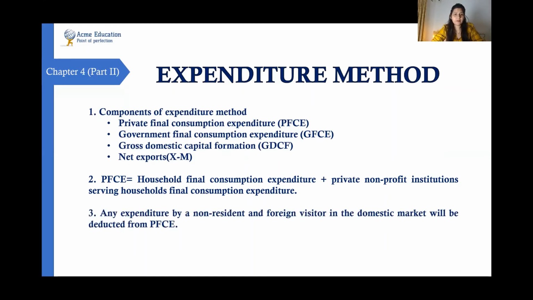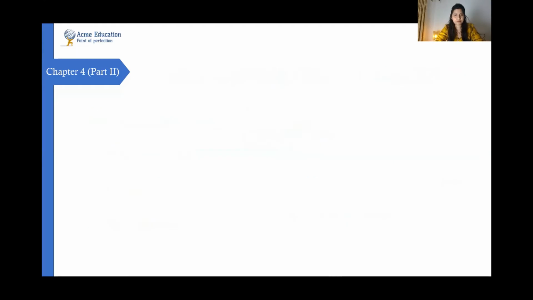Any expenditure by a non-resident and a foreign visitor in the domestic market will be deducted from the private final consumption expenditure. So let's say if there is a foreigner who is visiting our country and doing any kind of expenditure, that will not be counted in the private final consumption expenditure. Similarly, if there is any non-resident who is not a part of our country and doing any kind of expenditure, that will also be deducted from the private final consumption expenditure.